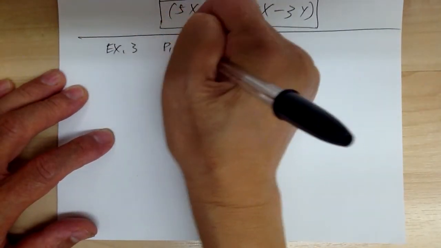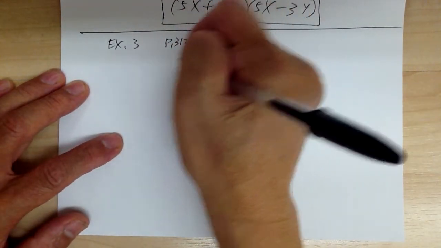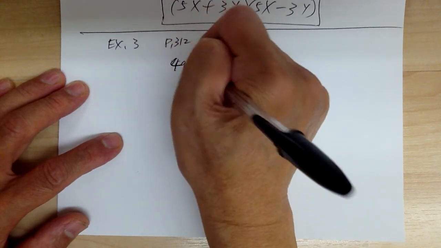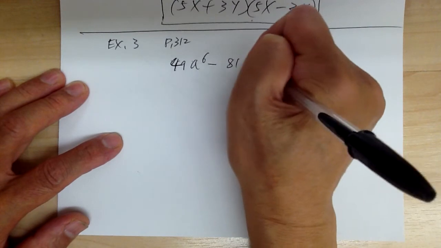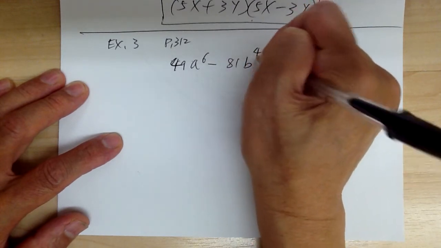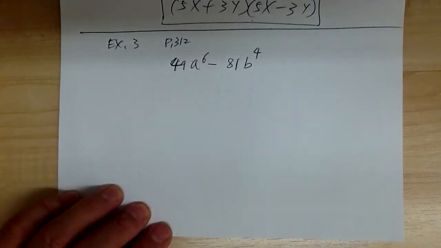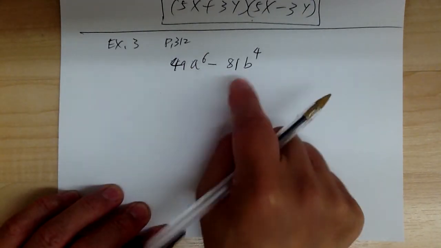Example 3 on page 312. So you're factoring 49a to the 6 minus 81b to the 4. Okay, so again, step 1, common factor, the numbers. This only can divisible by 7 and this divisible by 9, so they don't have anything in common.